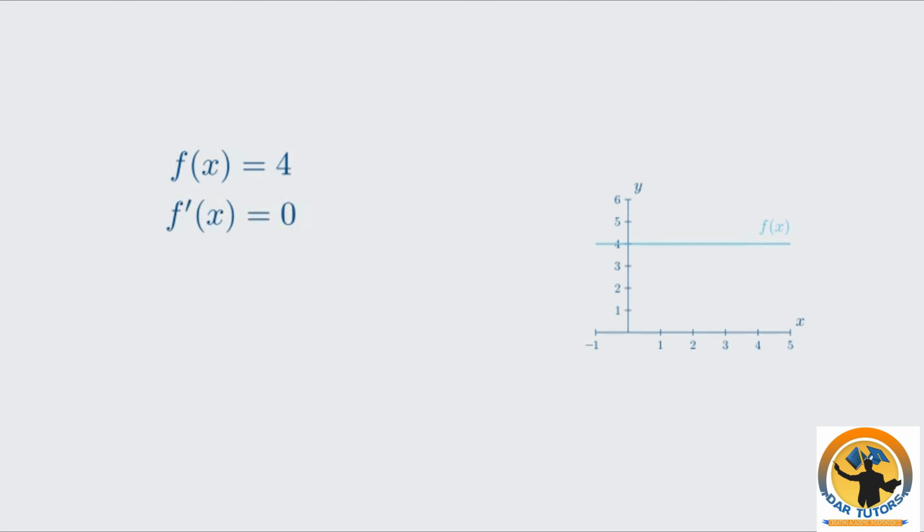Let's investigate this concept with some simple functions. First, consider a constant function. For example, let f of x equal 4. This is a horizontal line. What is the gradient of this line? It's 0. And this is true for any point on the line. The steepness never changes. Therefore, the gradient function for f of x equals 4 is f prime of x equals 0. The derivative of a constant is always 0.